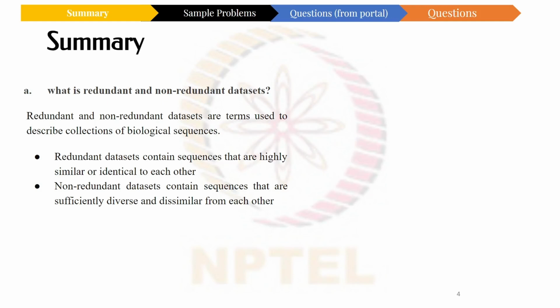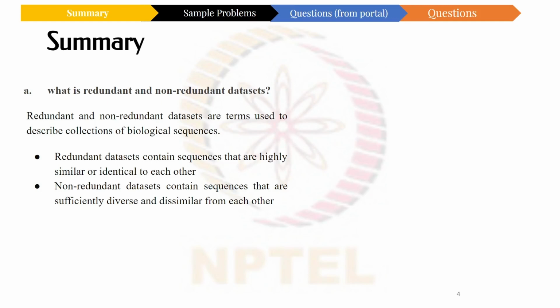For example, we know UniProt, which is a comprehensive resource for protein sequences and functional information. UniProt has two parts. One offers redundant and the other offers the non-redundant dataset. When we observe the UniRef option of UniProt, it provides the non-redundant sets by clustering the sequences at different identity thresholds. So today we will be seeing how a redundant dataset will be converted to a non-redundant dataset using the clustering techniques.